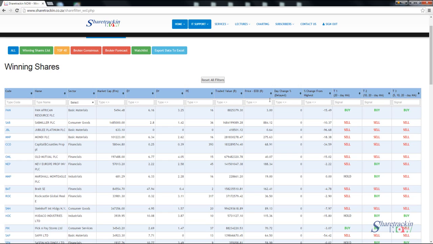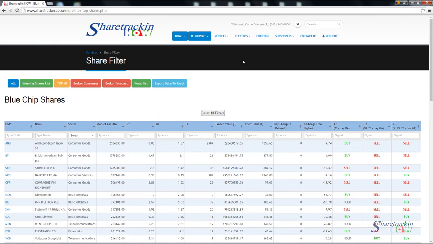Next to that, you've got your top 40. Now the top 40 is also known to us as the blue chip shares, and these are the top 40 companies in South Africa rated by market capitalization. Next to top 40 you get broker consensus and broker forecast. There are two main differences between the broker consensus and broker forecast.